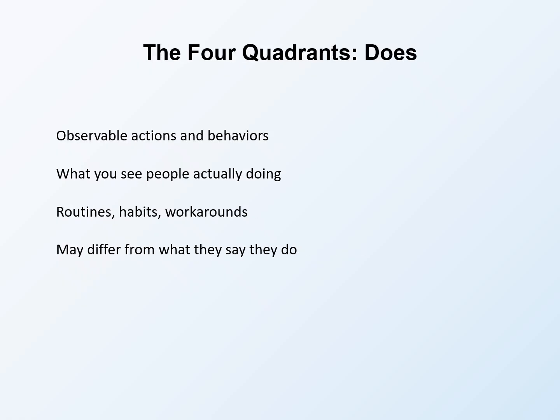The does quadrant is about observable actions and behaviors. What do you see people actually doing? This includes routines and habits. She checks her blood sugar every morning. He always brings a family member to appointments. It includes workarounds, creative solutions people have developed. She keeps her medications in a weekly pill organizer on the kitchen table so she doesn't forget.